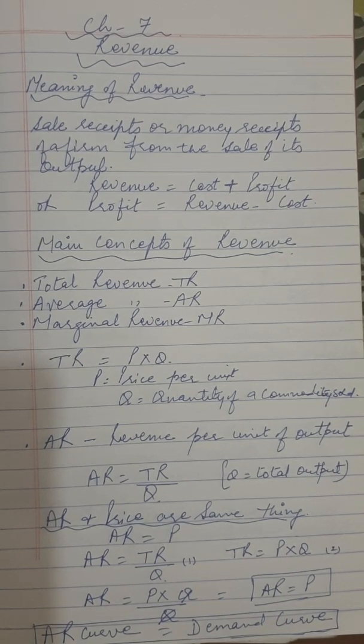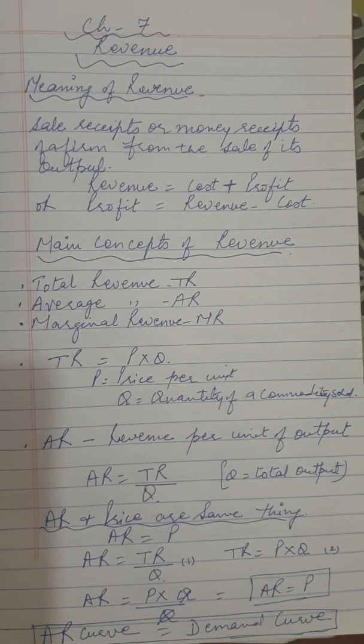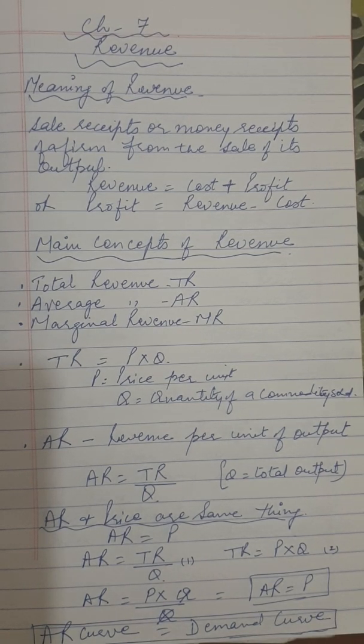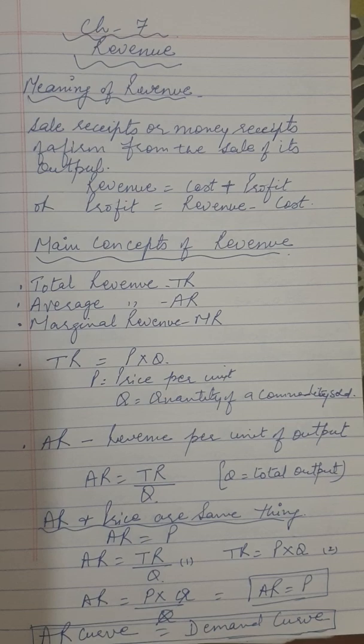But revenue is an amount which is spent by the consumer to buy a product, to purchase a product, but it becomes a revenue when it comes in the hands of a seller or a producer. So when you deduct the cost from this revenue, then it becomes profit. So we can say revenue of a firm are the sale receipts or the money receipts which a firm gets from selling its output in the market.